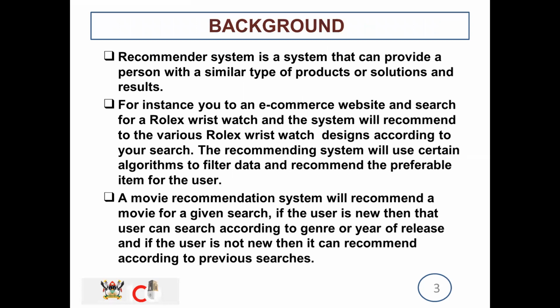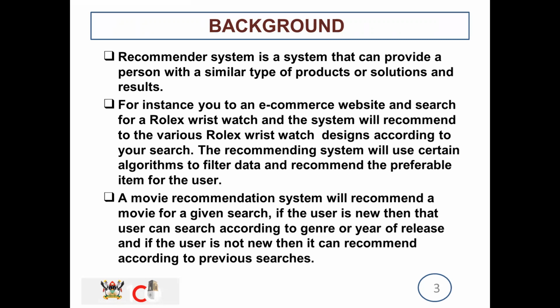Then what's the background of this? The background of a movie recommendation system. First of all, what's a recommender system? A recommendation system is a system that can provide a person with similar types of products, solutions and results. For instance, you go to an e-commerce website like Amazon, you search for a Rolex wristwatch, then the system will recommend various designs and types, different colors, and you pick from that. Our movie system will also be like that.